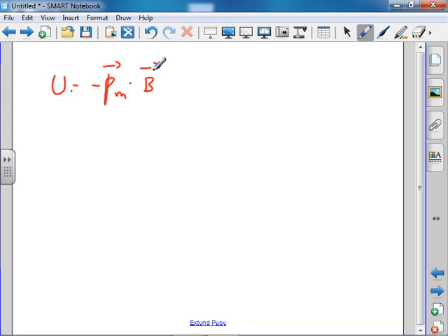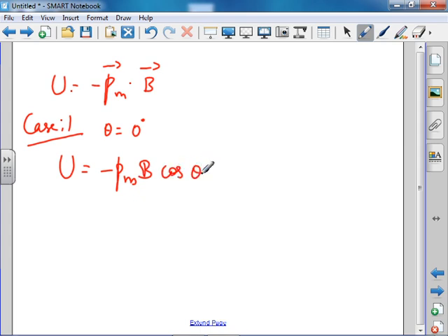Here we can apply some special cases. Case 1: if theta is equal to 0 degree. What does theta equal to 0 degree mean? If it is aligned parallel to the field, then U is equal to minus pmb into cos theta. Theta 0 means cos 0 is equal to 1. Therefore, U is equal to minus pmb.